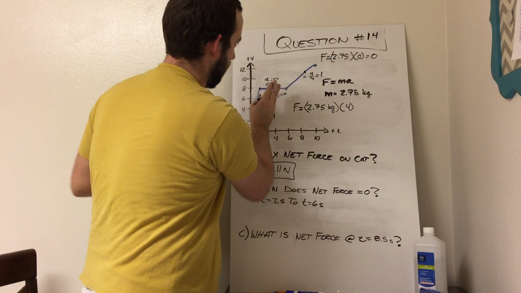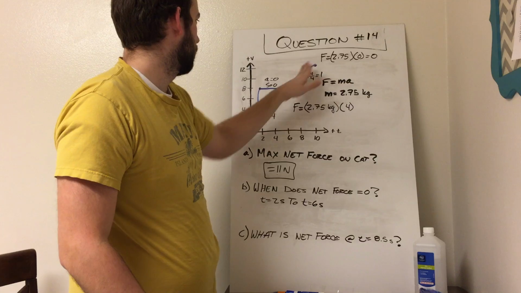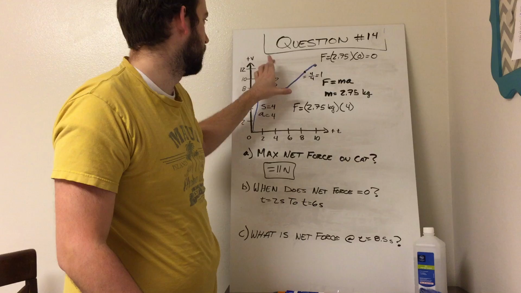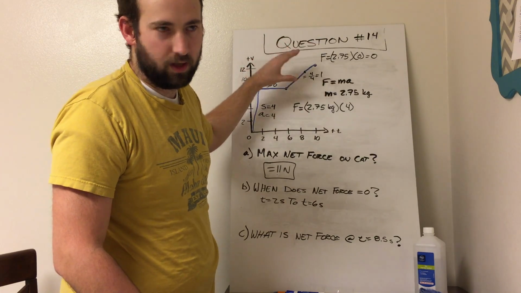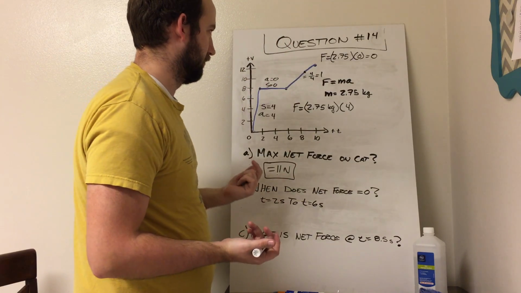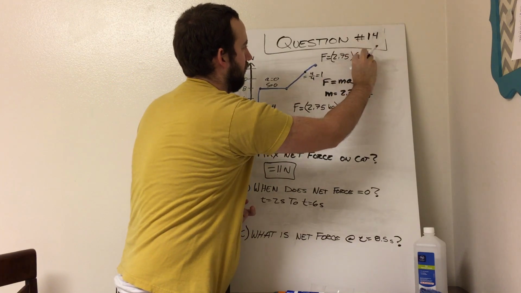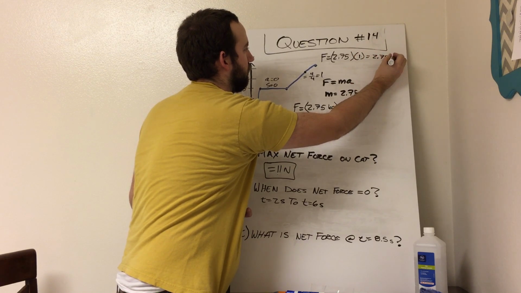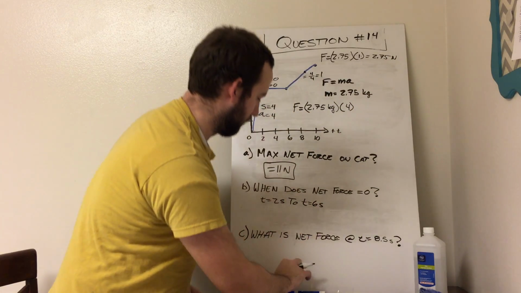Since this line is linear, it's not all squiggly, we know that the acceleration is the same throughout this whole time period. So we can take the average, and it'll be the same for each point within that line. So we plug that in: force equals 2.75 kilograms times 1, which equals 2.75 newtons. I'll write it down here just to keep it all nice and clean.